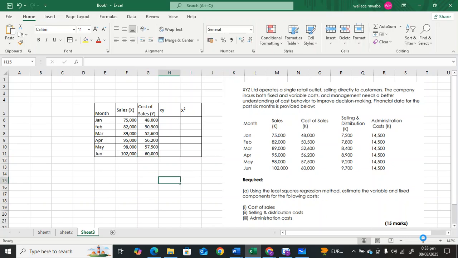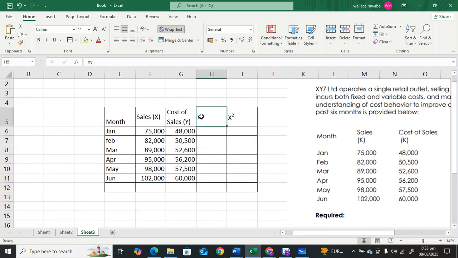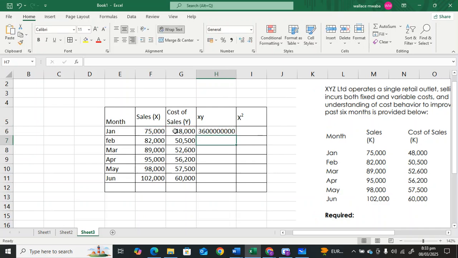So let me add the final row, our row for the totals. The first column here, x, y, means we're just multiplying our x value by our y value. So 75,000 by 48,000. Ooh, this is a big number. Let's see how many zeros are there.